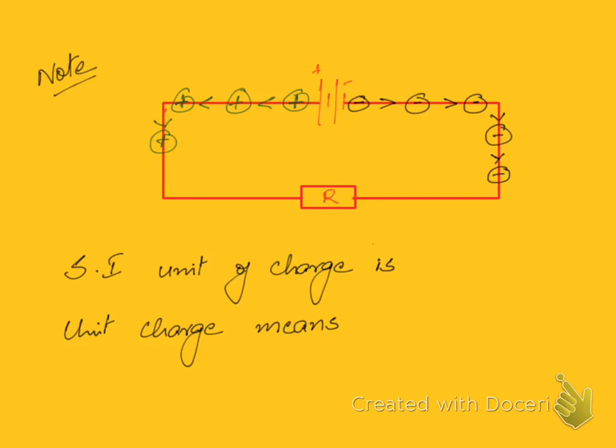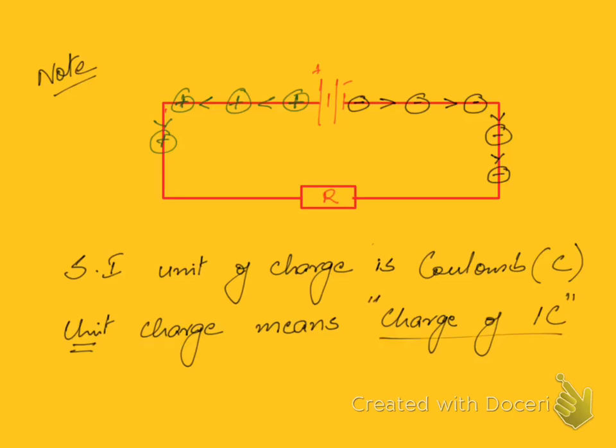Also remember that the SI unit, that is the System International, or more commonly known as the standard unit of charge, is Coulomb. And unit charge means charge of 1 coulomb. Now, when we say unit charge, we actually mean charge of 1 coulomb.